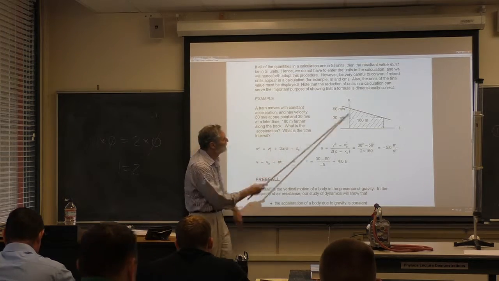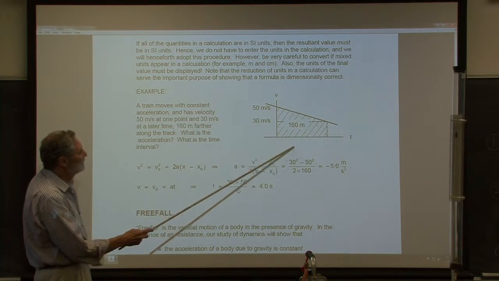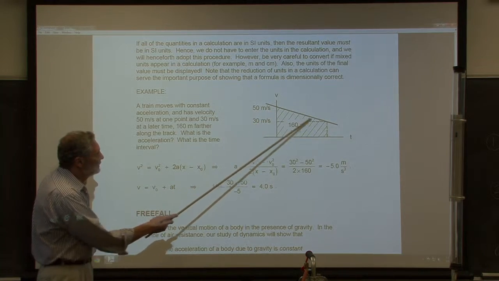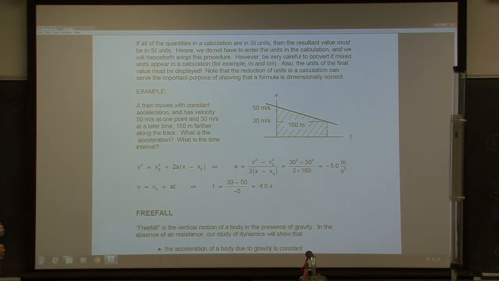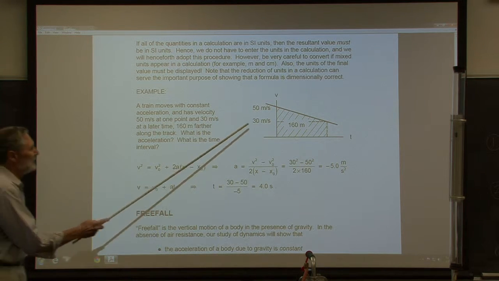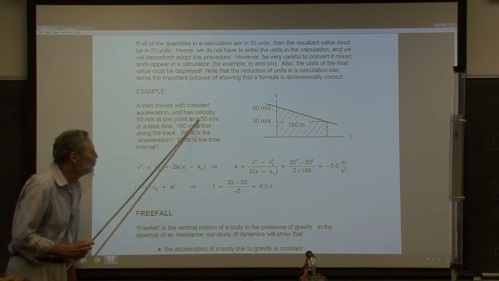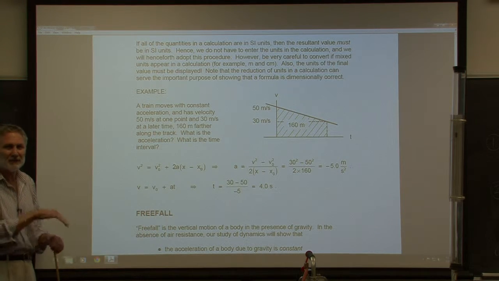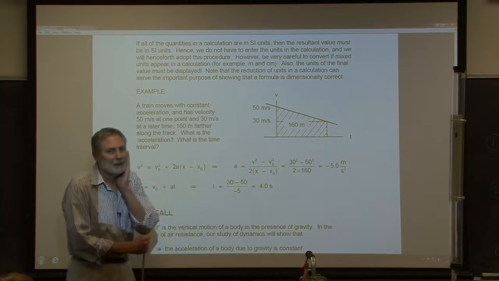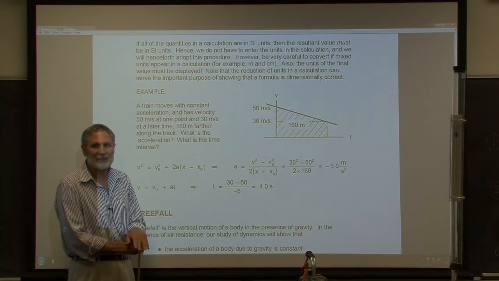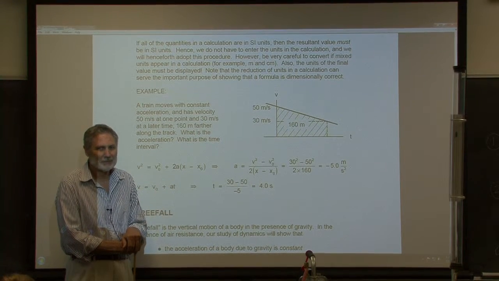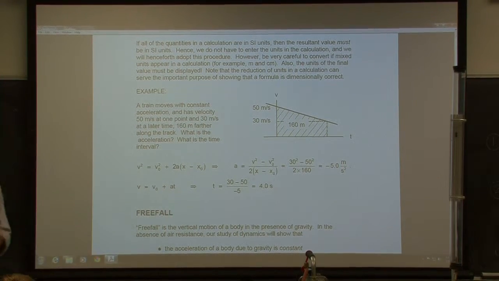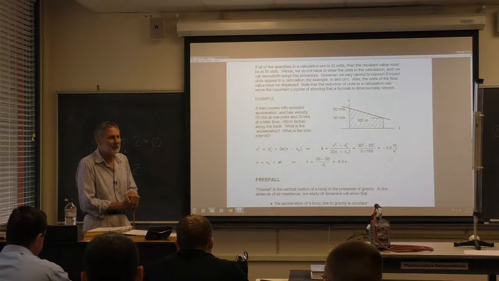So here's a sketch of velocity versus time. It starts off at 50, it goes down to 30, and I draw a straight line because we're told that the acceleration is constant. And then we're given that the 30 meters per second occurs 160 meters down the track from here. We're not told the acceleration, and we're not given any information about the time. So when you first confront this, it looks confusing. This takes a little bit of thought.